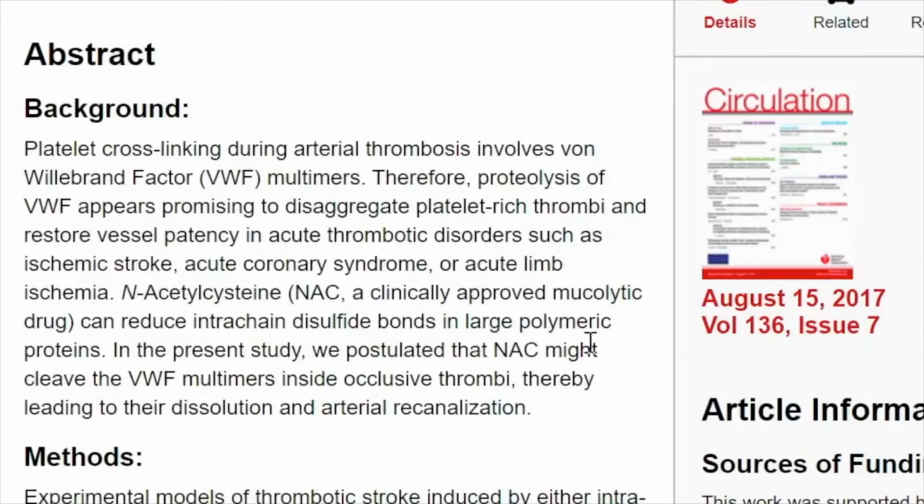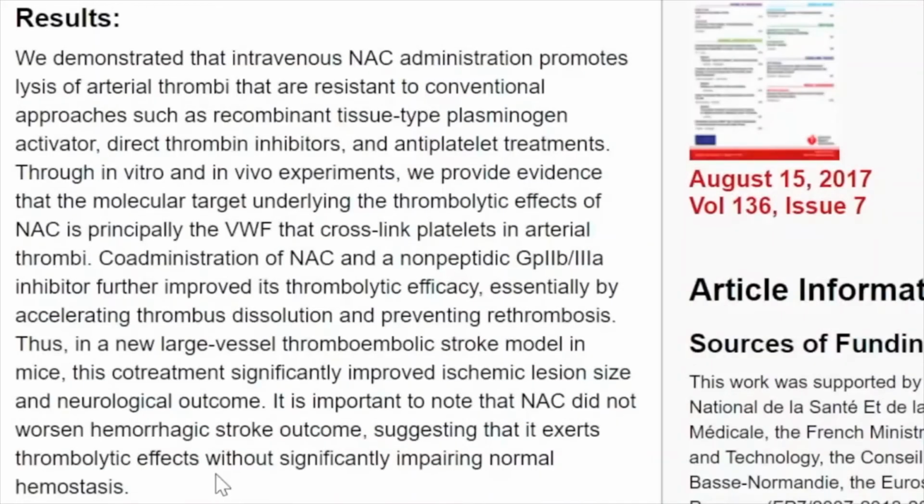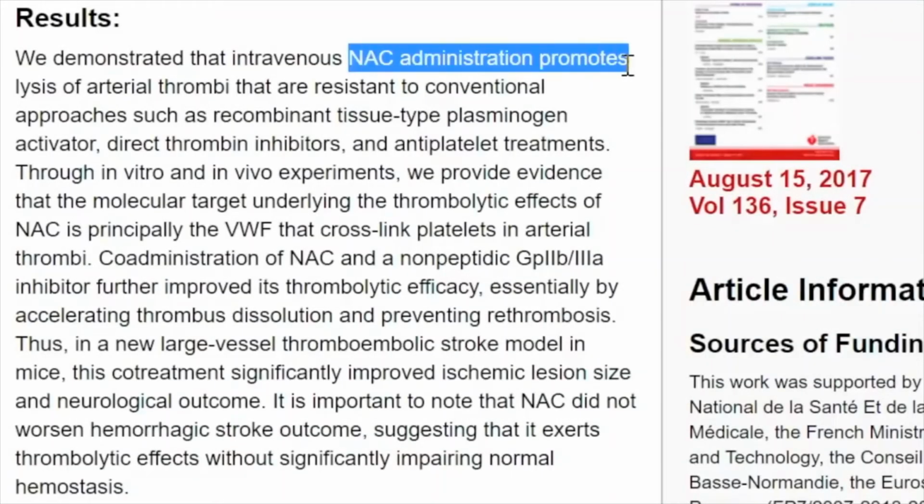In large polymeric proteins, in the present study, we postulated that NAC might cleave the von Willebrand factor multimers inside of occlusive thrombi, thereby leading to their dissolution and arterial recanalization. That means opening up the arteries once again. So what did they find? Exactly that. NAC administration promotes lysis of arterial thrombi.